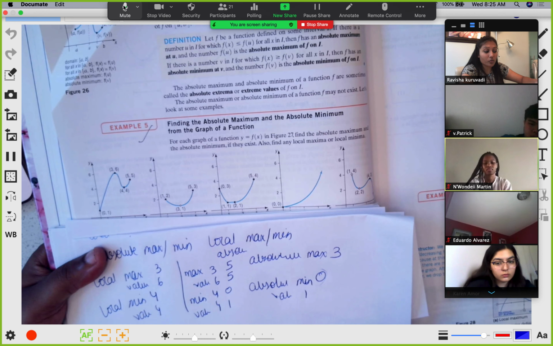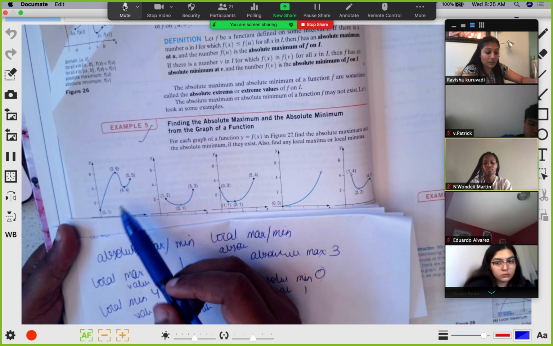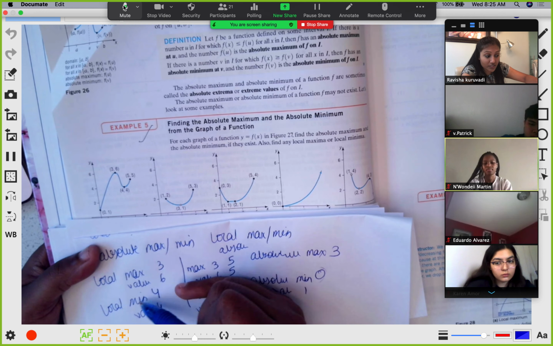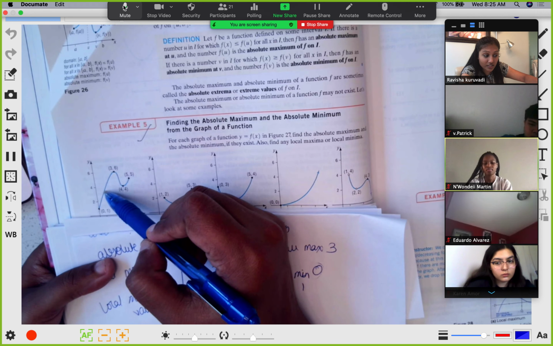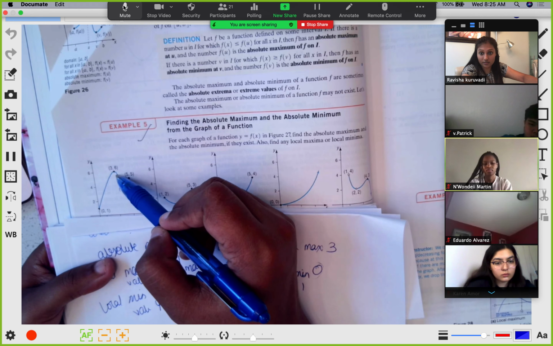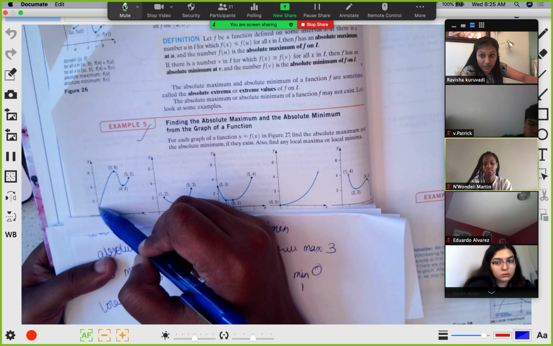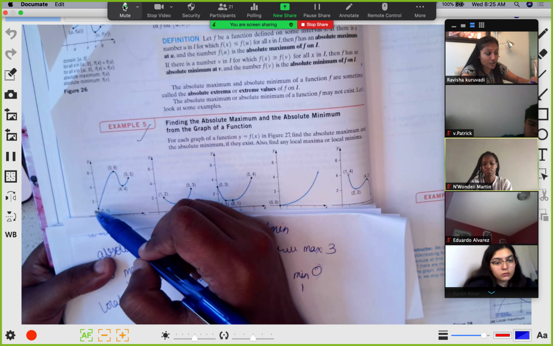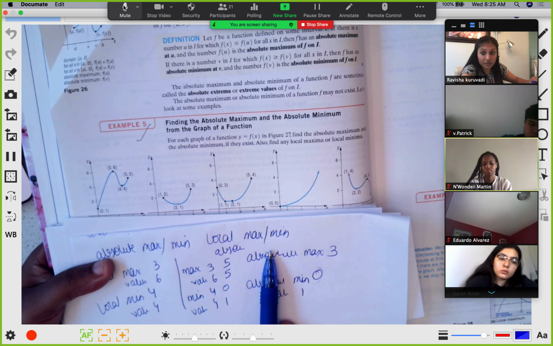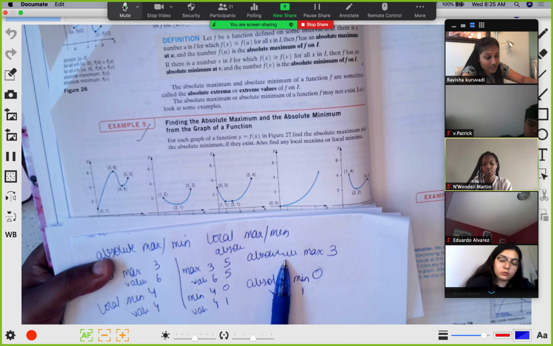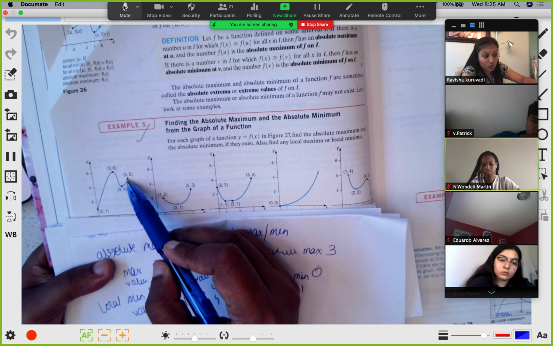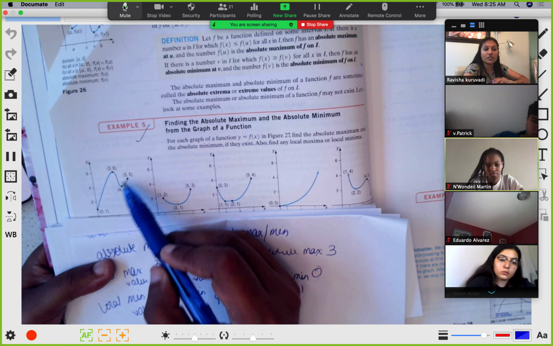The point I'm only trying to explain is when you consider local maximum and local minimum, you have to see from increasing to decreasing or decreasing to increasing. This is not my local maximum or local minimum because I don't see this side of the point. But when you are considering absolute maximum or absolute minimum, you have to consider the endpoints also. That's what I'm trying to say.